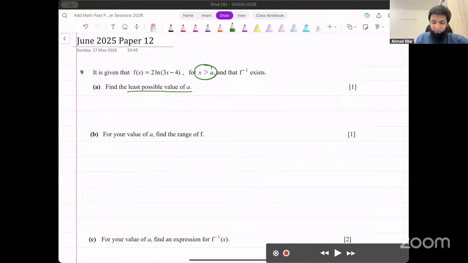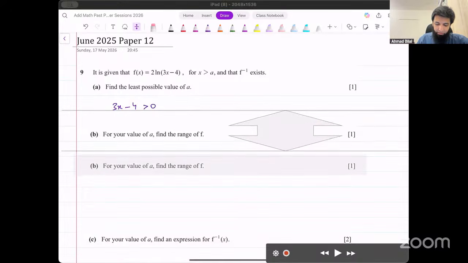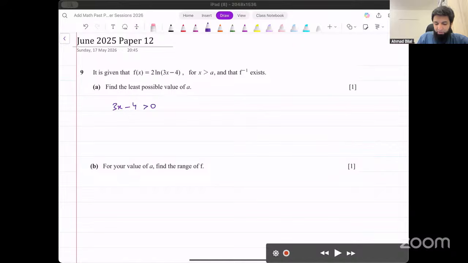Is there a restriction for the values of x that we can input? Remember, log is only defined for positive values. So all you have to do is you say the part that is inside the brackets has to be greater than 0. So 3x minus 4 has to be greater than 0, and that tells us that x is greater than 4 over 3.